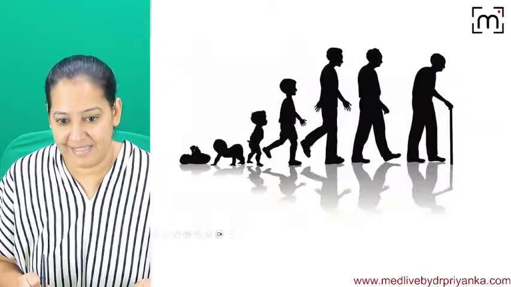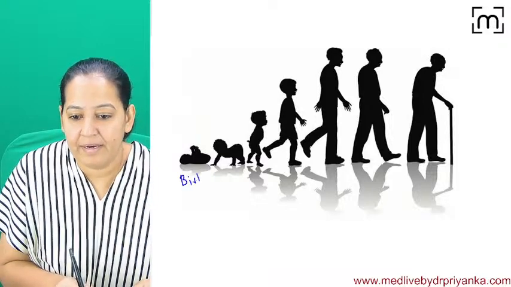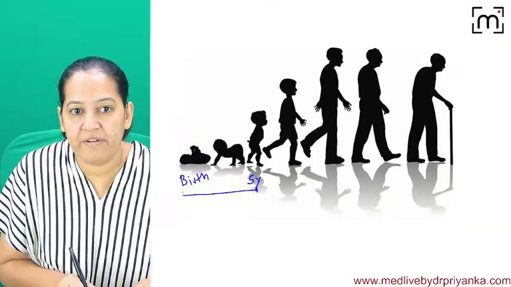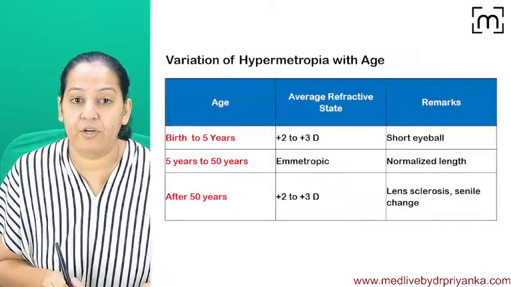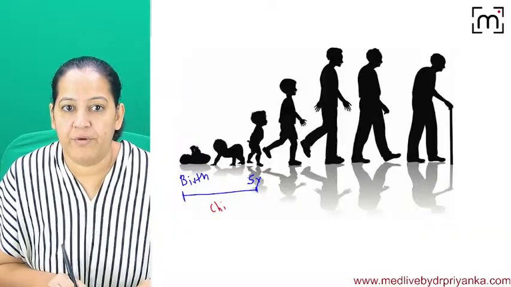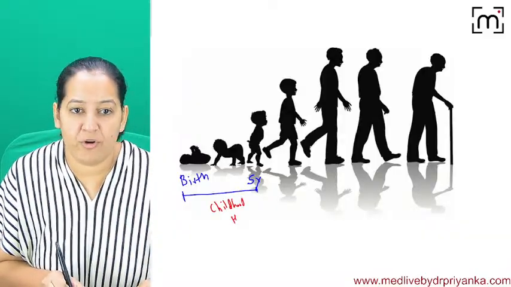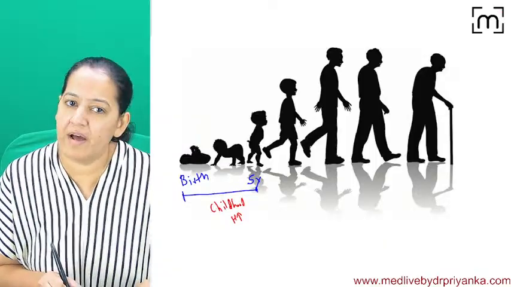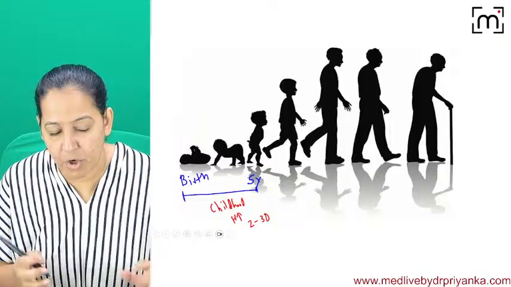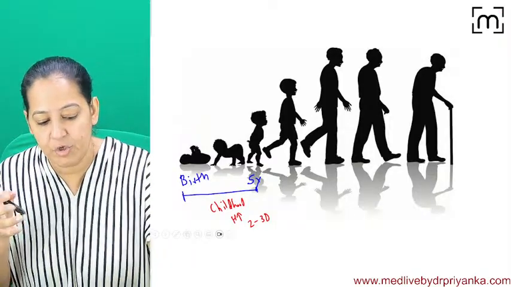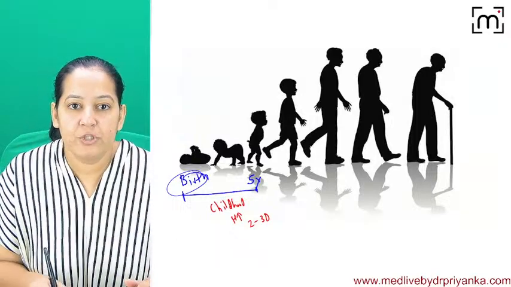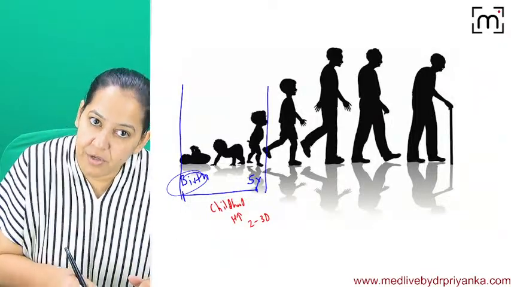From birth to 5 years of age, there is physiological hypermetropia of 2 to 3 diopter. It's physiological, you can call it childhood hypermetropia. It's not a disease. It's normal, the eye is developing. When the newborn is born, the eye is not fully developed at birth. It keeps on developing up to 5 years. So up to 5 years of age, there is physiological hypermetropia.